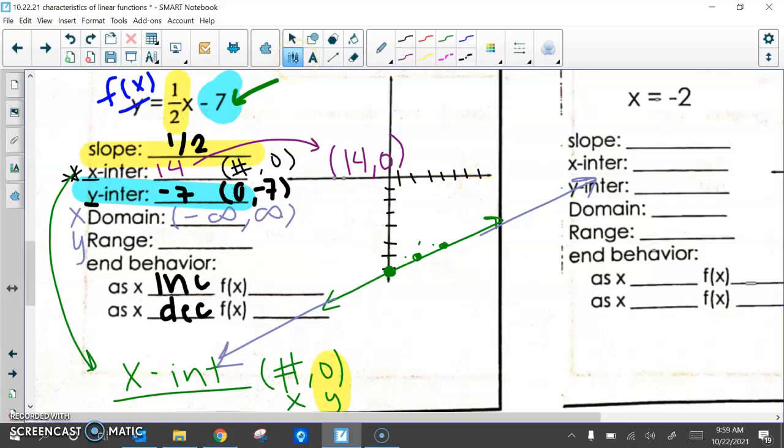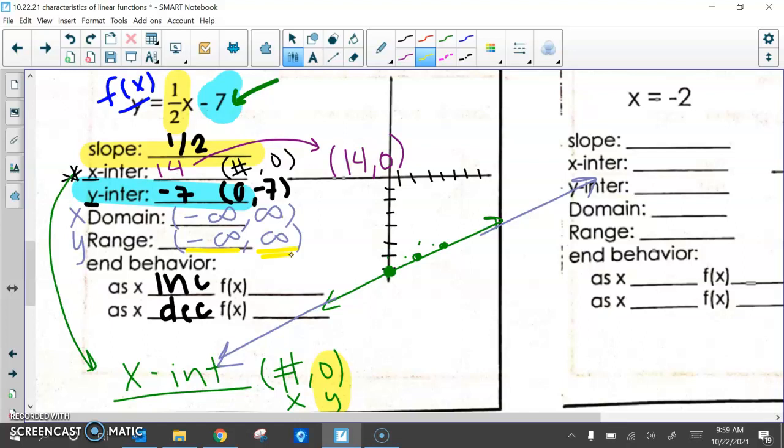And then my range says bottom to top. So is this graph going to keep going down forever? And is it going to keep going up? Again, yes, it's not cut off anywhere. There are arrows on all sides. So your range matches your domain. It is negative infinity to positive infinity. And remember, when you're working with infinities, the negative one always lives on the left side, and the positive one always lives on the right side.